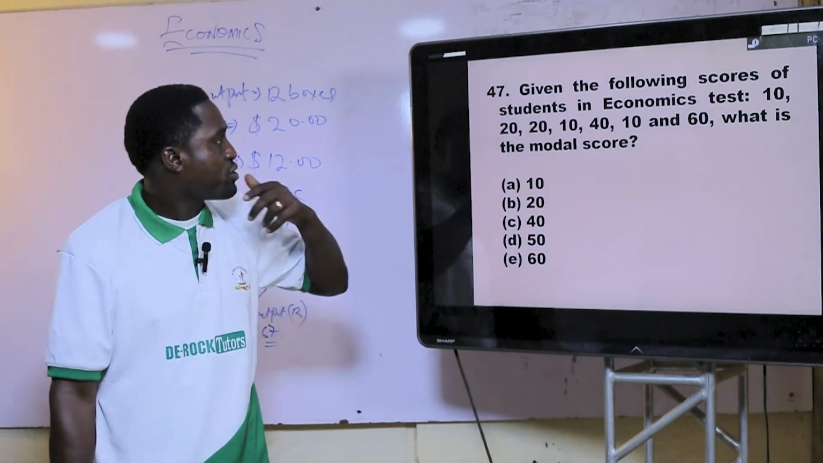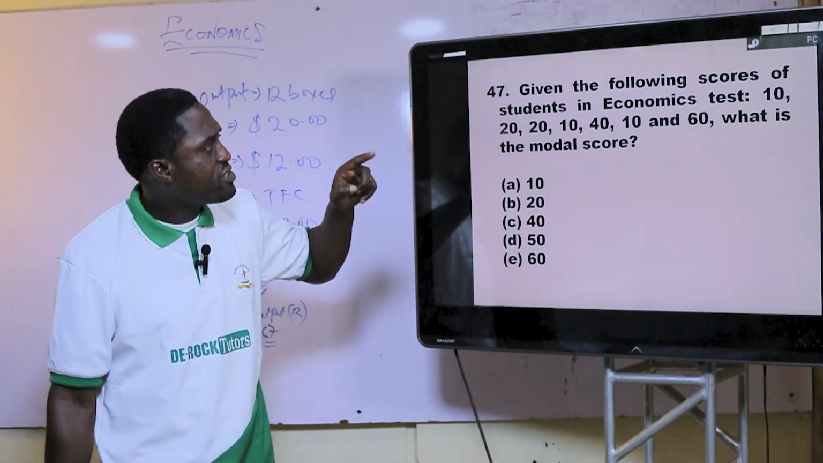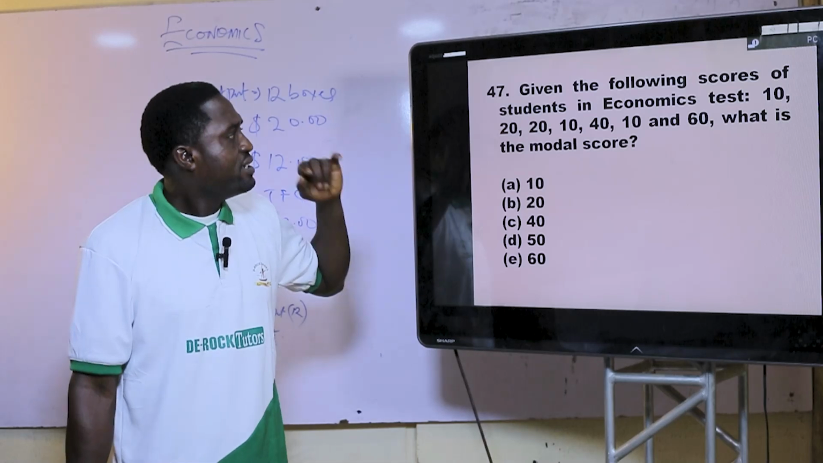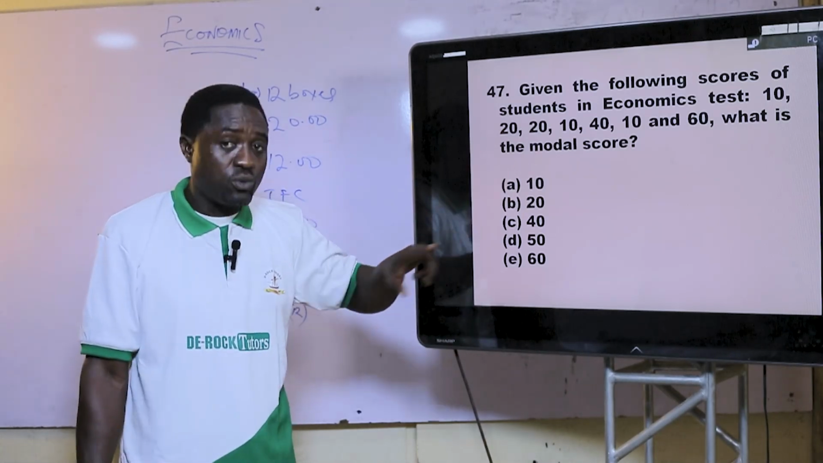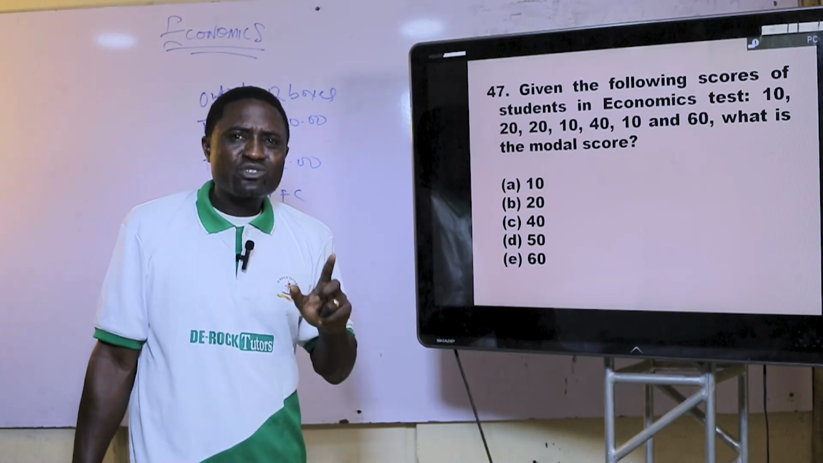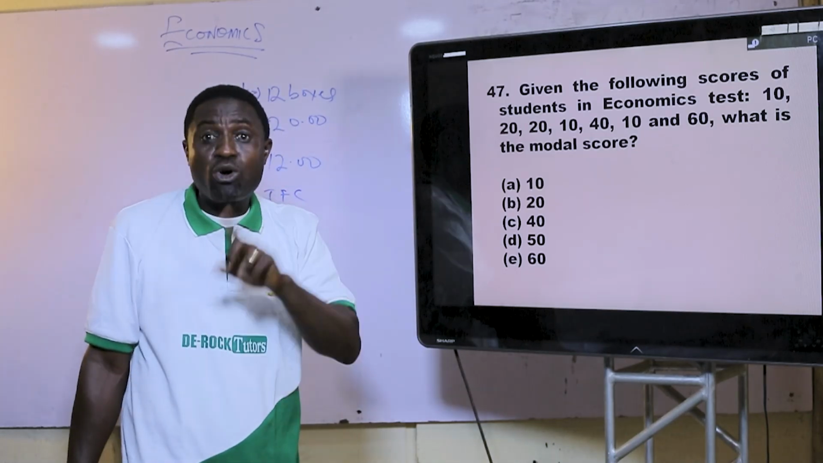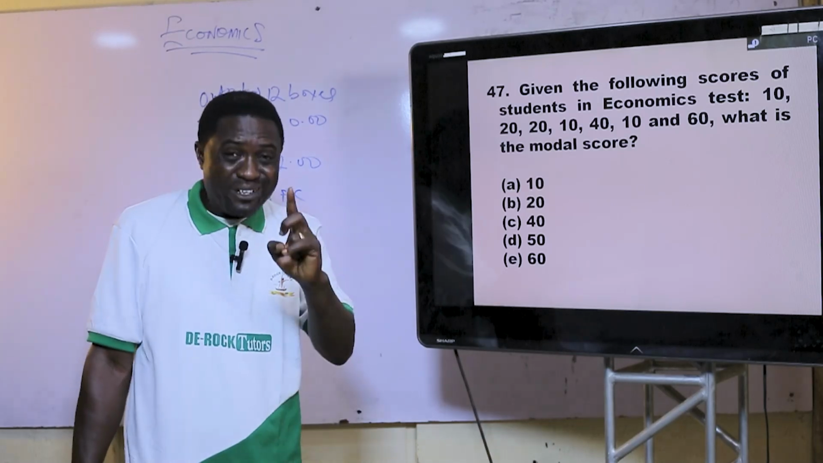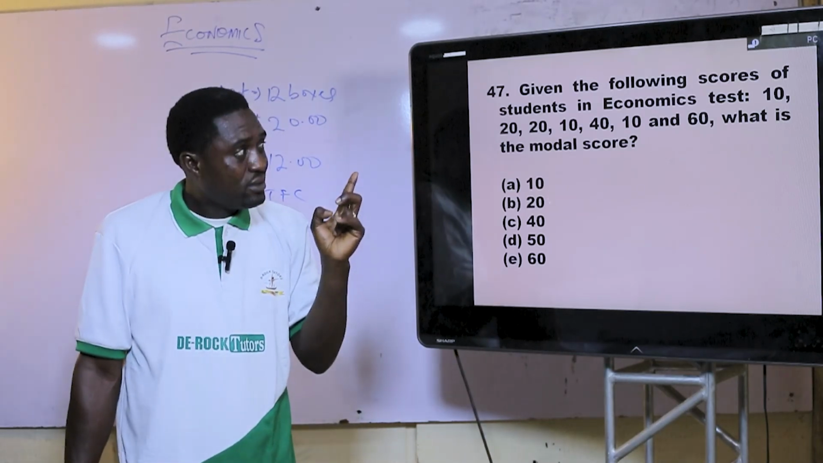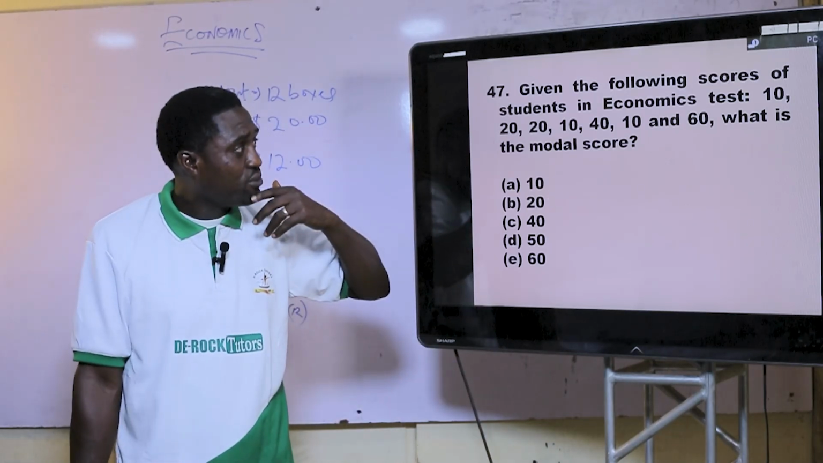Given the following scores of students in an economics test: 10, 20, 10, 40, 10, and 60. What is the modal score? Modal score simply means the score that occurs most. It's as simple as that. So which score among these scores occurs most?